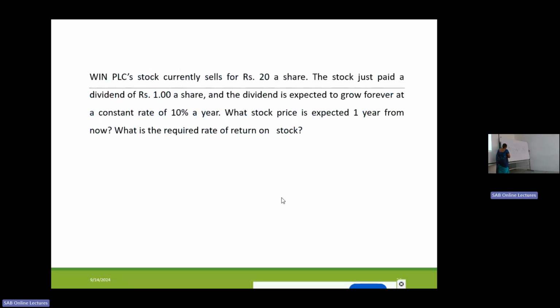3.1 divided by 20, R is 15.5. That's 15.5%.